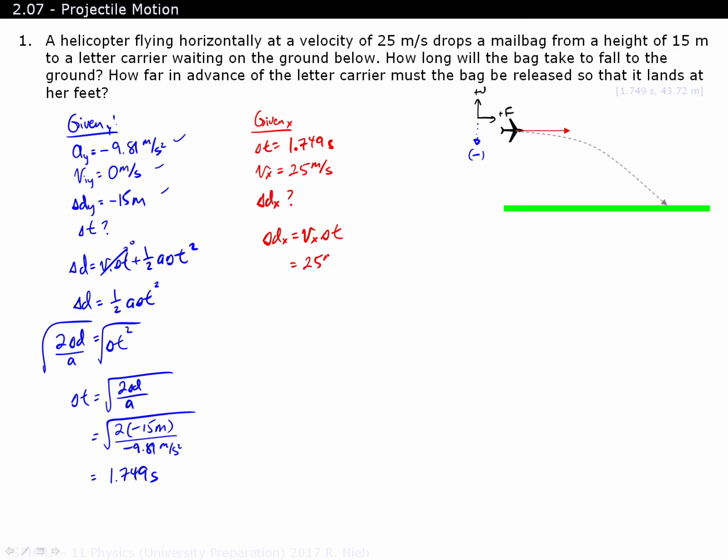We multiply 25 meters per second by the duration of 1.749 seconds, and this parcel will therefore travel about 43.72 meters across. So the helicopter needs to drop off the parcel 43.72 meters before its target point.